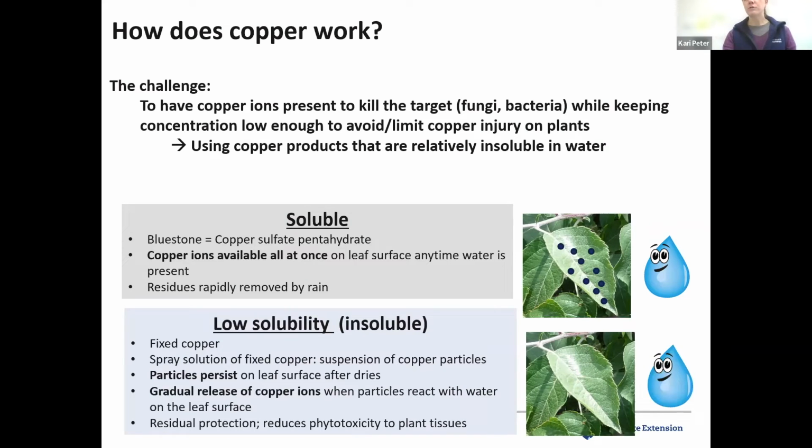So again, just as far as a cartoon visual, you have water present, and then you have your copper particles present. You have a few ions that pop up. More water is applied, you've got more ions. So you've got this gradual release of copper ions.